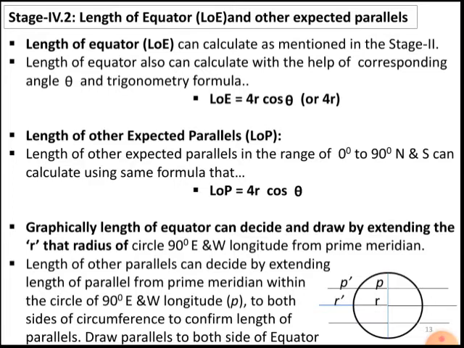Same way, the p is what? P is another parallel, and p is exactly half the length of that particular parallel within the circle. In the same way, if you extend the p as p dash to both sides, you will get the entire length of that particular parallel. So in this way, graphically also, you can find the length of the parallel and equator. Both methods you can use, whichever is convenient, and then go for the construction of the projection.